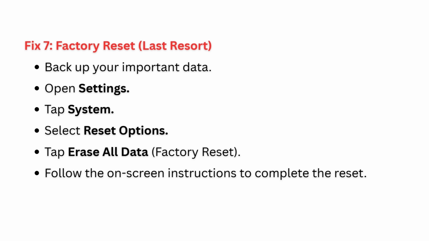Fix 7. Factory reset. This is the last resort. Back up your important data as you may not be able to recover it. Open Settings, tap System, select Reset Options, and tap Erase All Data for factory reset. Follow the on-screen instructions to complete the reset.